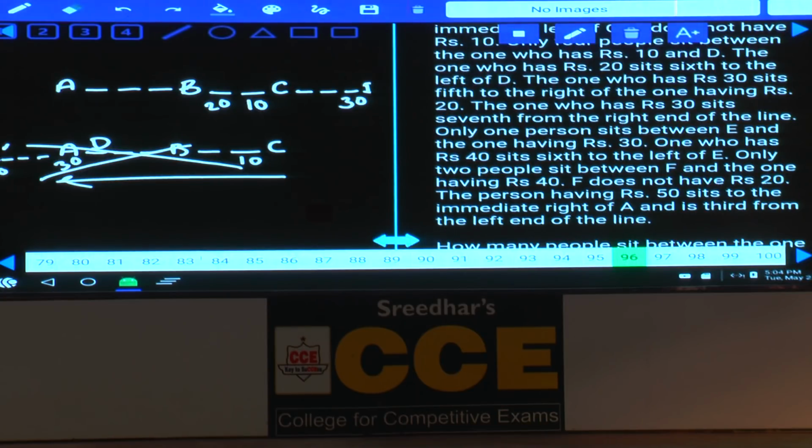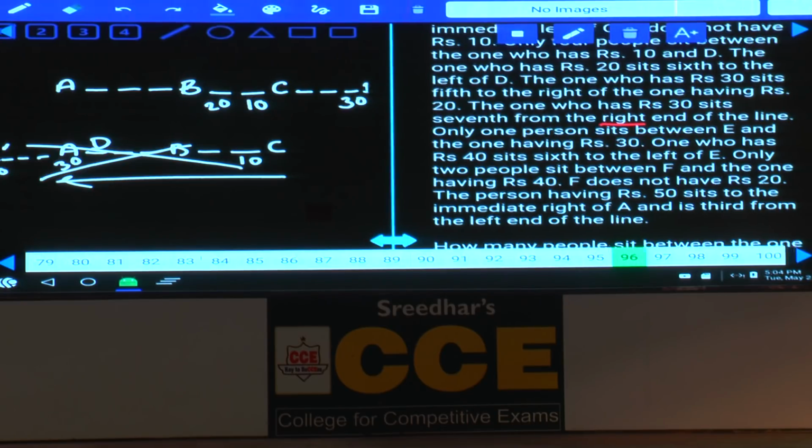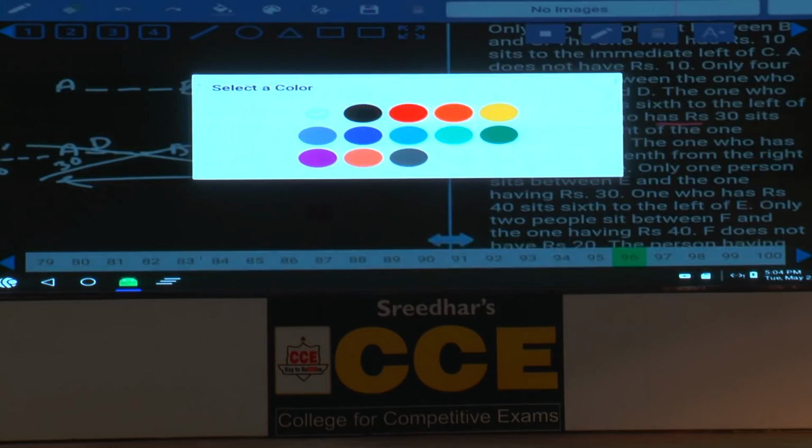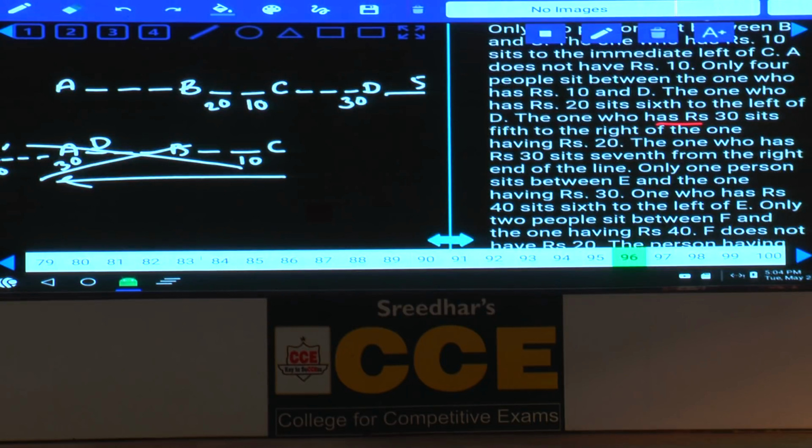Next one, only one person sits between E and 30 rupees. Now E and 30 rupees, how many persons are there? There must be exactly one person between E and 30. Now E can be here. Are you following this one or not? And there must be only one person between E and 30. Now these two persons D and E must be adjacent to each other. Done? D and E are adjacent to each other, and between E and 30 there must be exactly one person.